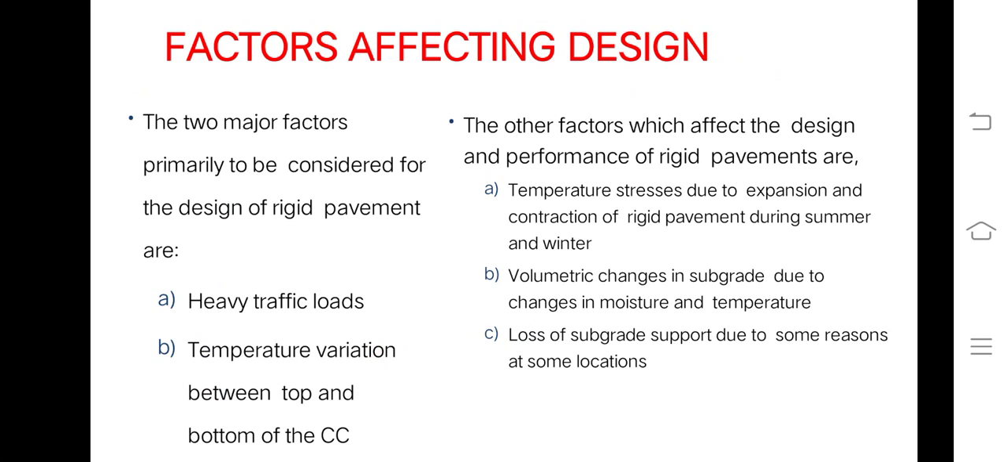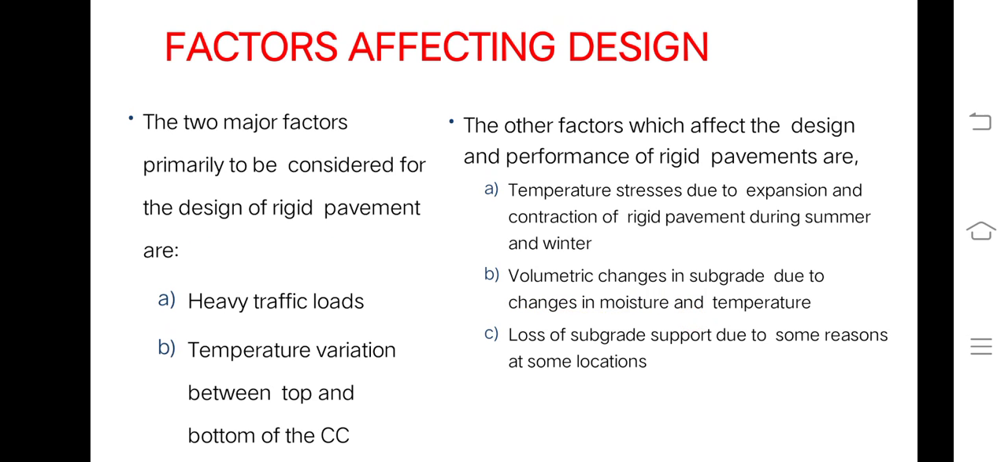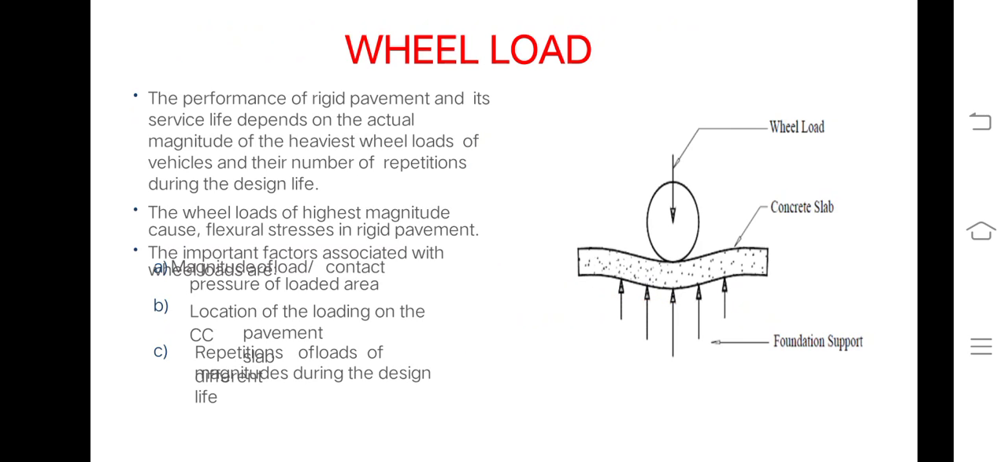The other factors which affect the design and performance of a rigid pavement are temperature stresses, then volumetric changes in subgrade, and loss of subgrade support due to any other reasons. So let us learn all these factors one by one in detail. So firstly, wheel load. How is the wheel load going to affect the cement concrete layer?